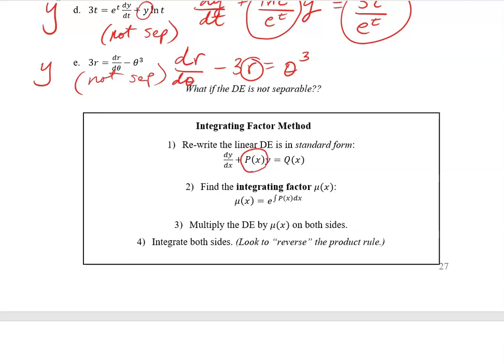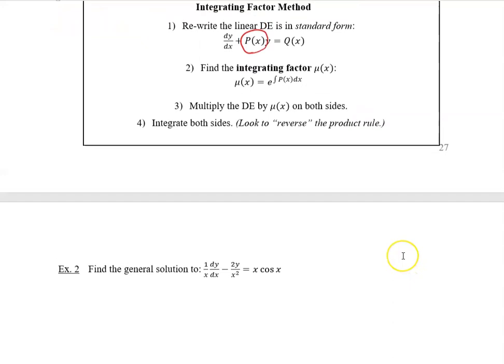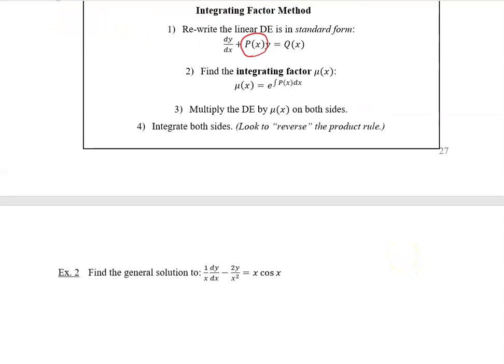Then you're going to multiply both sides by mu of x, and then you should be in a position where you can integrate it. And I put a little note here: look to reverse, quote unquote, the product rule. So let me give you an example and show you what I mean. First, look at example 2, and I want to preface all of this by saying your best bet is to always look to see if the differential equation is separable, because if you can separate the variables, that's your best route. That's the most straightforward method of solving it.